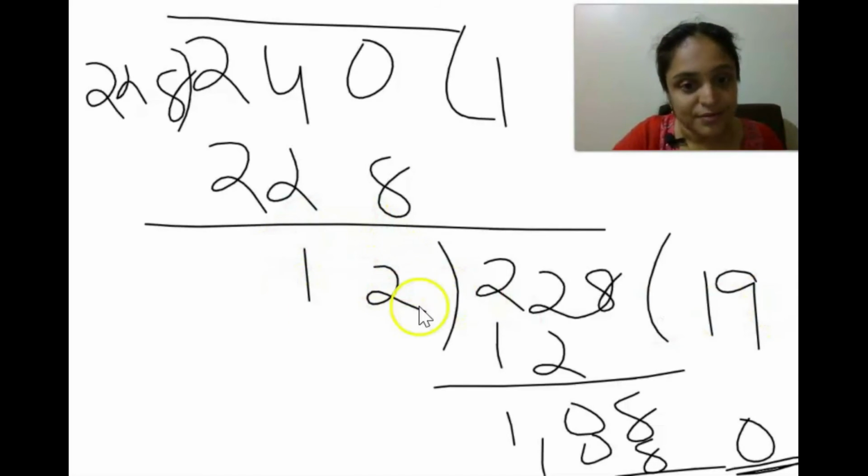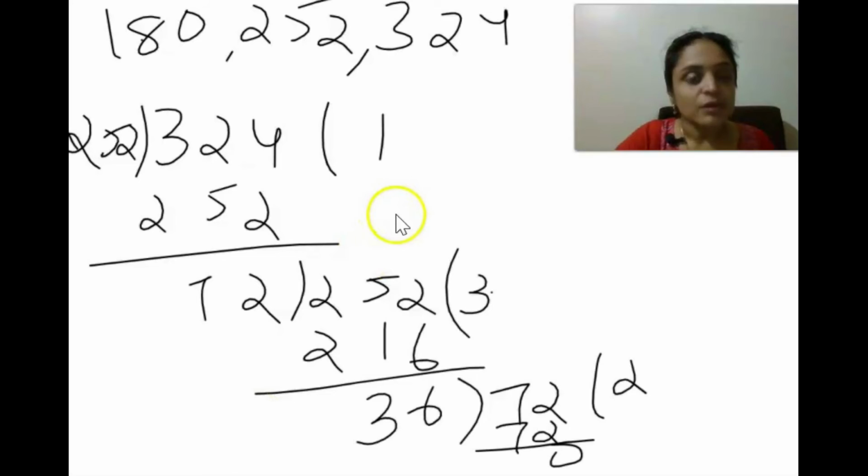So this 12 becomes the HCF. The last divisor is the HCF of the numbers. So 12 is the HCF of 240 and 228. We can use this method to find the HCF of three numbers also. So what you have to do is find the HCF of the bigger numbers first.